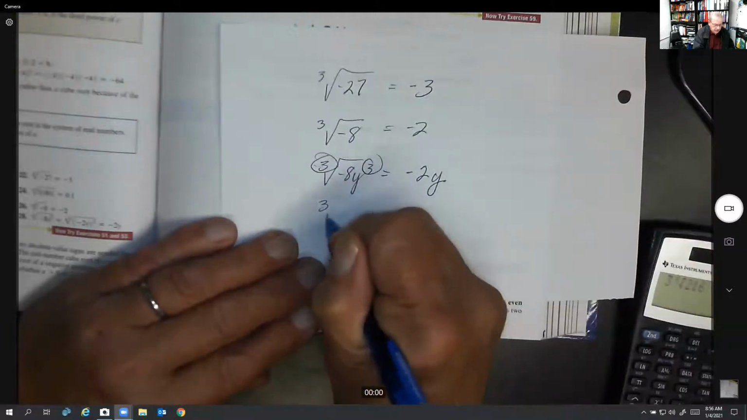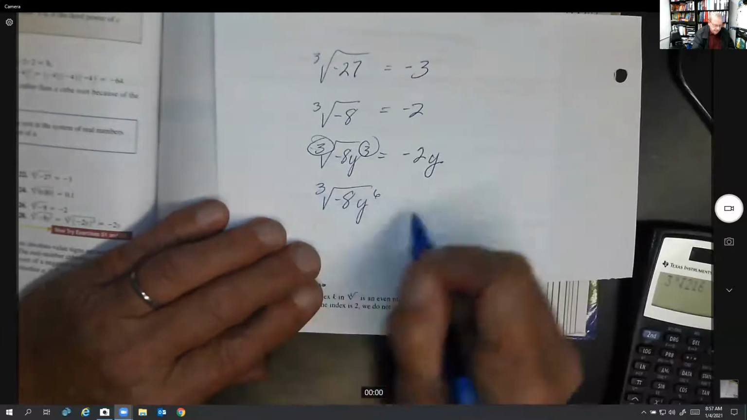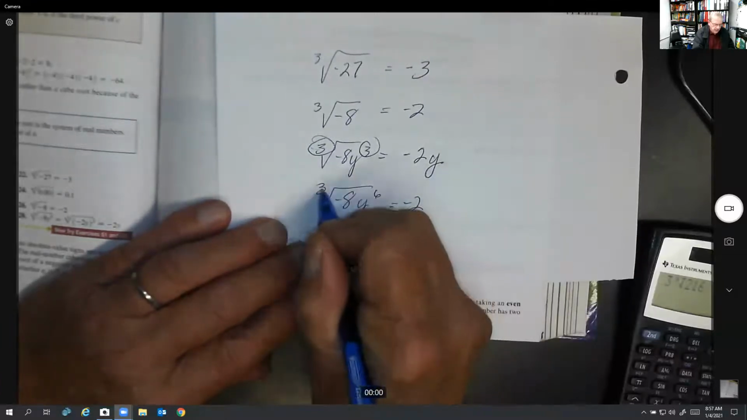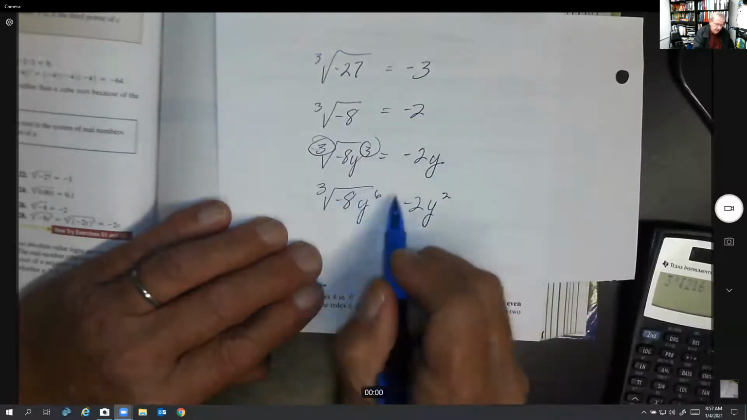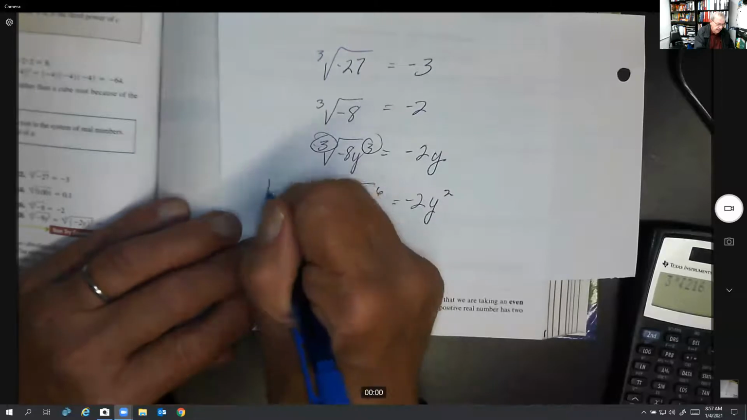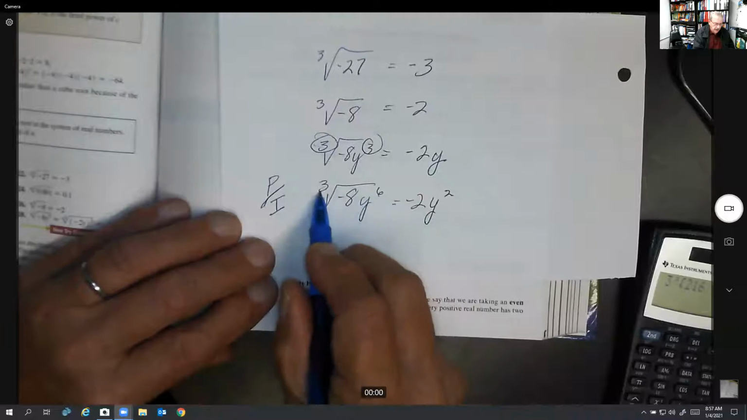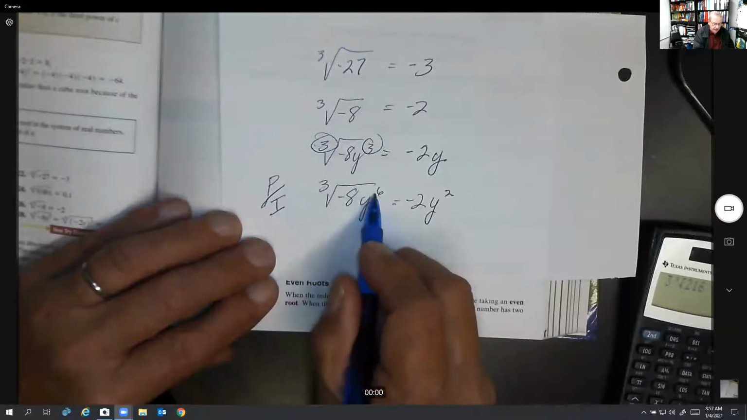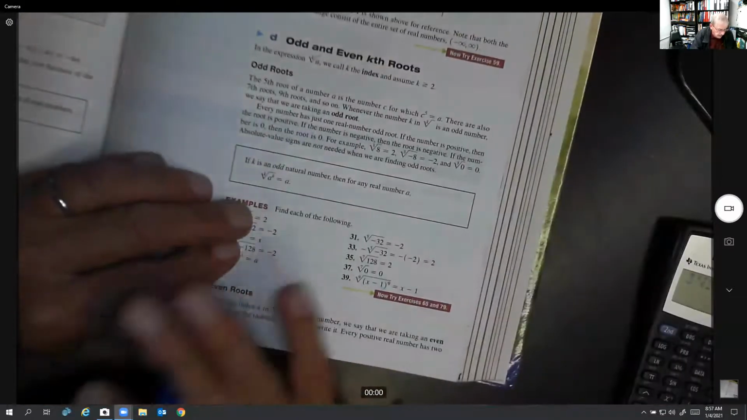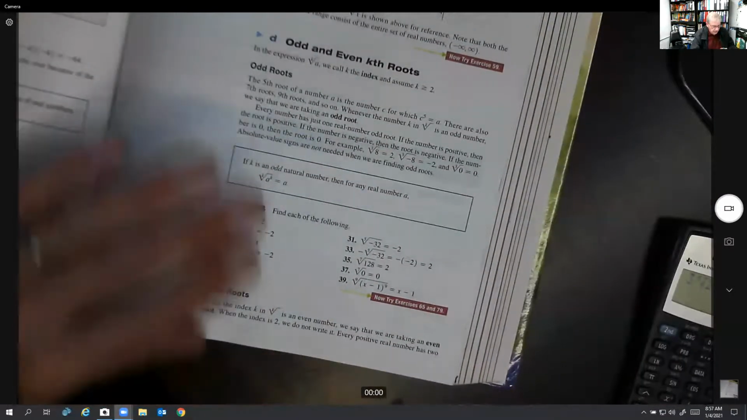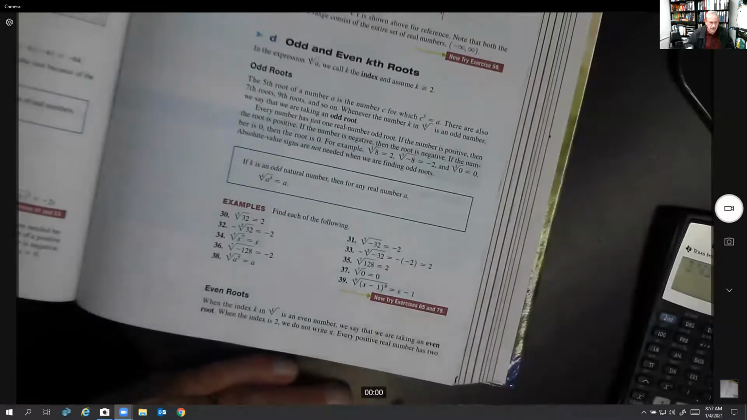Let me show you a little trick. What if this was y to the 6? This would be negative 2 times y squared. 3 goes into 6 2 times. We can divide the power by the index. Power divided by index. Index into power, 2. So that's kind of a quick way of doing it. We're not going to worry about cubing them. We mentioned higher roots. Let's take a look at a couple of those things.